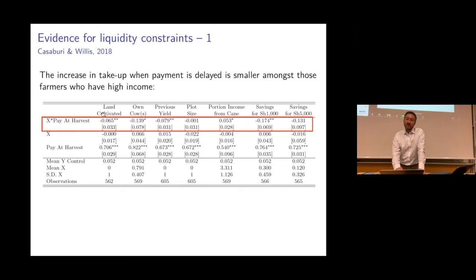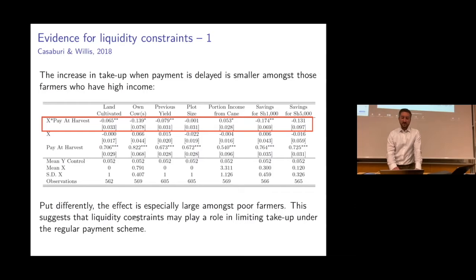The increase in insurance take up in the treatment condition is smaller among the people who cultivate a lot of land. In other words, the effect is smaller among the rich people. The effect is larger among the poor people. The poor people have a higher treatment effect on take up. Their take up changes more when you offer them to pay late. Similarly, for owning cows, how much yield they had in prior years, and so on, the treatment effect is largest for poor people.